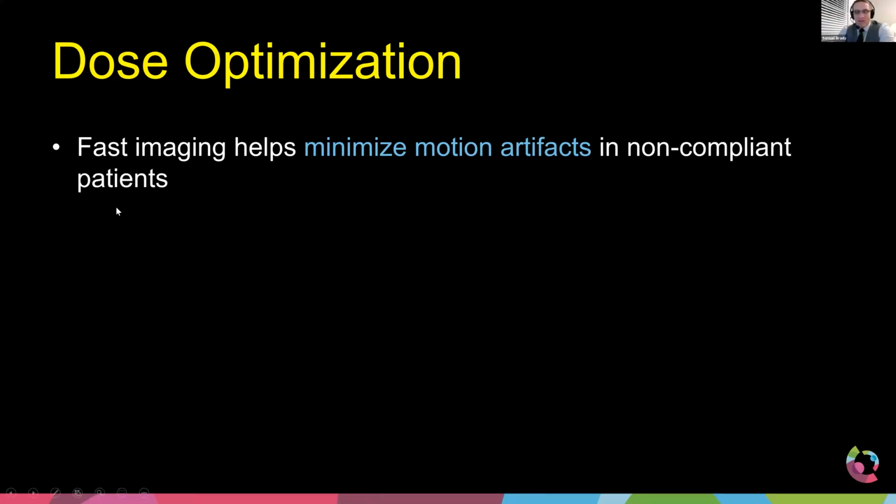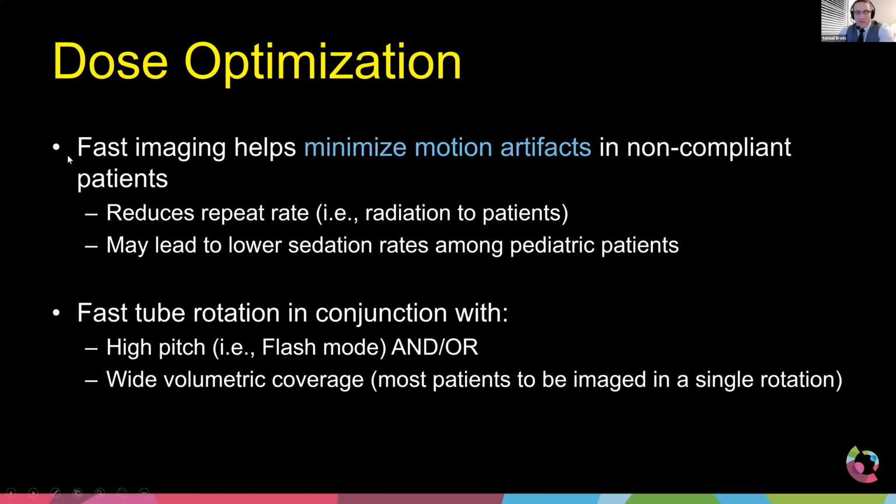We talked quite a bit about this, so I won't belabor this point, but fast imaging is really good, especially helps to minimize motion artifacts. And so how do we do that? Well, you have those high pitch, fast, so the high pitch, large beam width, fast acquisitions if you're doing helical.